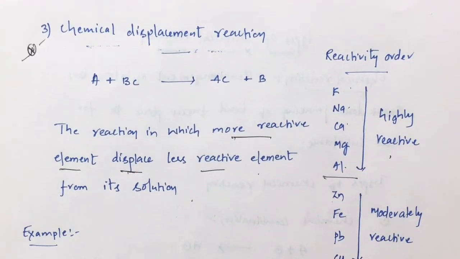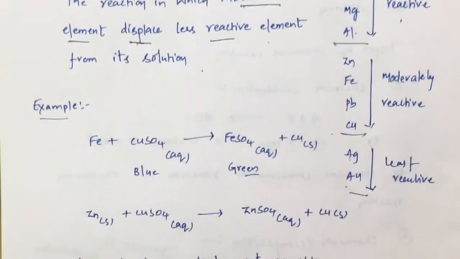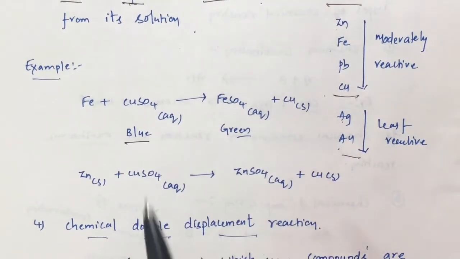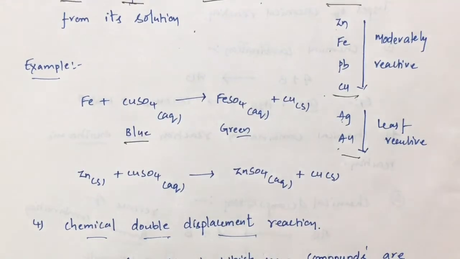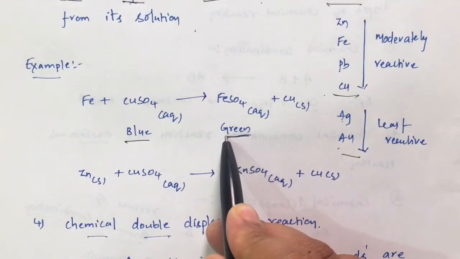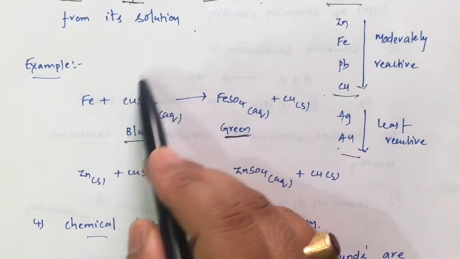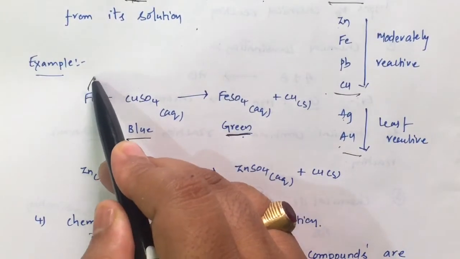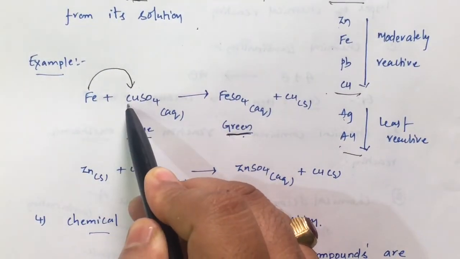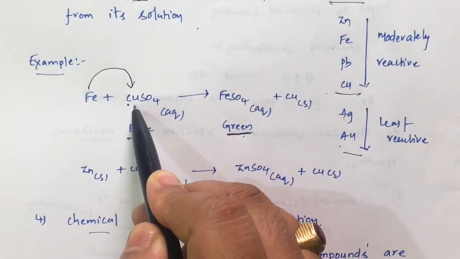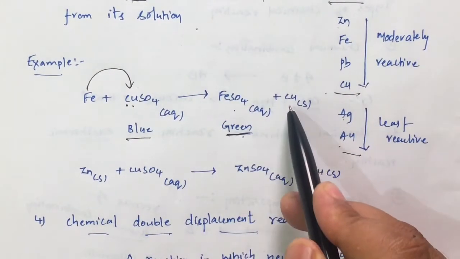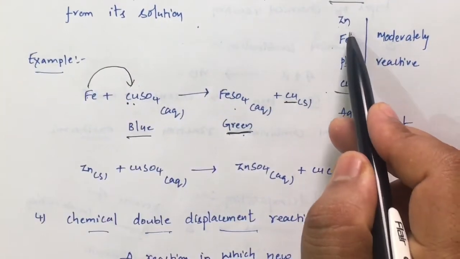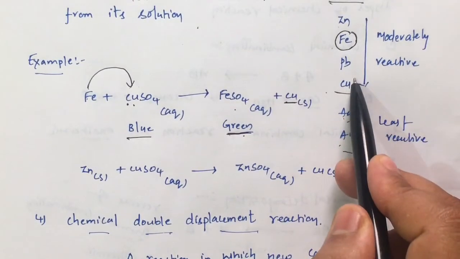Let us try to learn this chemical displacement reaction with some examples. Examples such as Fe plus CuSO4. Copper sulfate is blue in color. When it is reacted with iron, the color of copper sulfate turns into green color. That copper sulfate which was blue now turns green. Why? Because iron is displacing copper from copper sulfate and forming ferrous sulfate plus copper. Copper is displaced now. So why is iron displacing copper? Because iron is more reactive than copper.